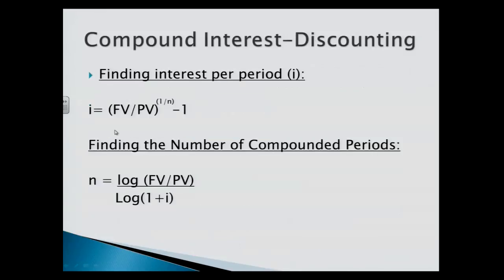Sometimes, like we did in simple interest, we're looking for I, the interest rate. I equals the future value divided by present value raised to 1 divided by n, minus 1. Now, when I ask you to find I, you need to go to another step. You will not give me an answer for I. I would like you to change it back to the annual interest rate. Okay?